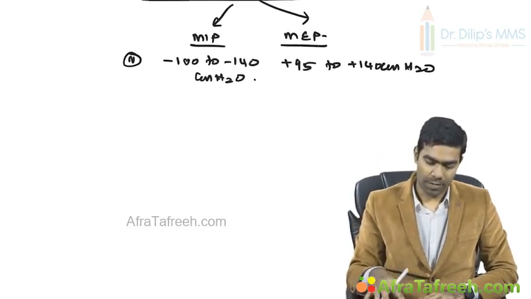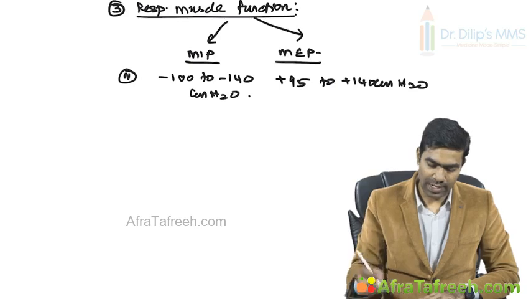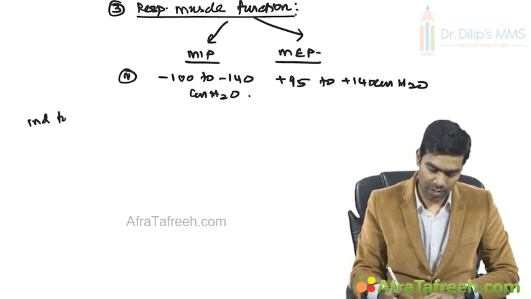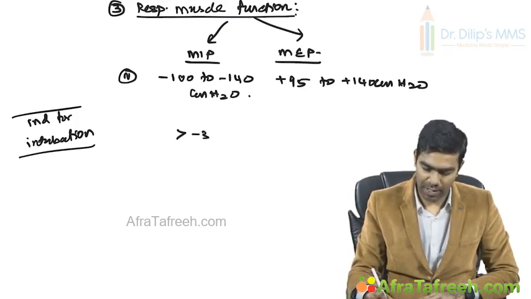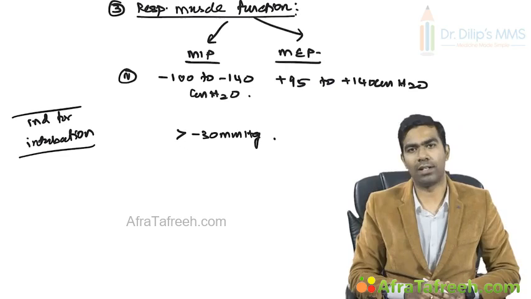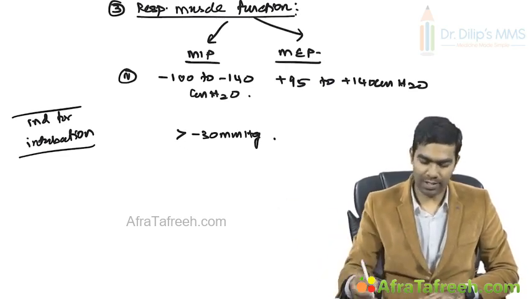Clear? So in neuromuscular paralysis, it will be useful. So there are indications for intubation. Even in a patient who is having neuromuscular paralysis, you have something called indication for intubation. Suppose the maximal inspiratory pressure is more than minus 30 millimeters of mercury, which means you are not able to reach minus 30. It's more than that, which means minus 20 or minus 10. Definitely it's an indication for intubation.